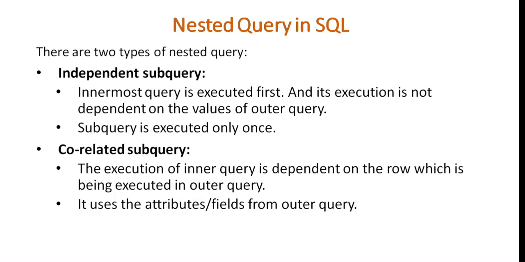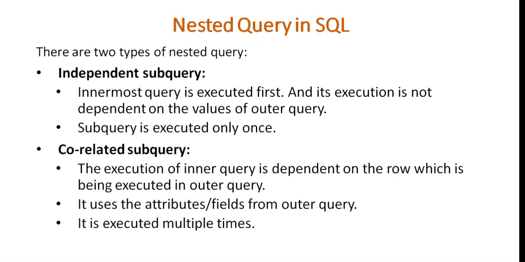The execution of a correlated subquery is not an independent execution. It fetches, or uses, attributes from the outer query. And this correlated subquery is executed multiple times. Since it is using attributes from the outer query, it gets executed multiple times. So these two are the types of nested subquery in SQL: independent subquery and correlated subquery.